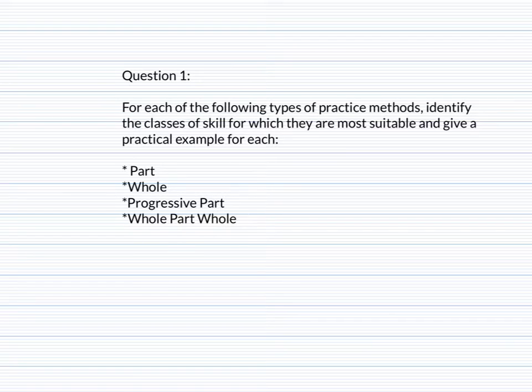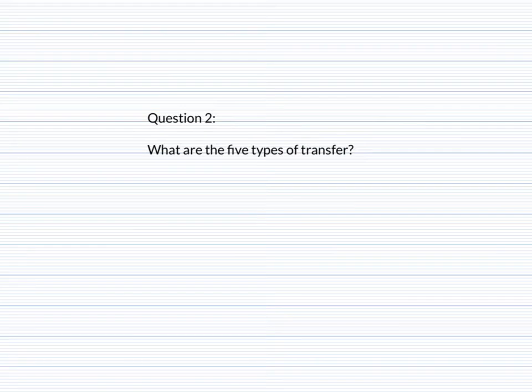For each of the following types of practice methods, identify the classes of skill for which they are most suitable and give a practical example for each. There's 2 parts to each of the answers. One for identifying which classification of skill you're going for, and then giving a practical example.